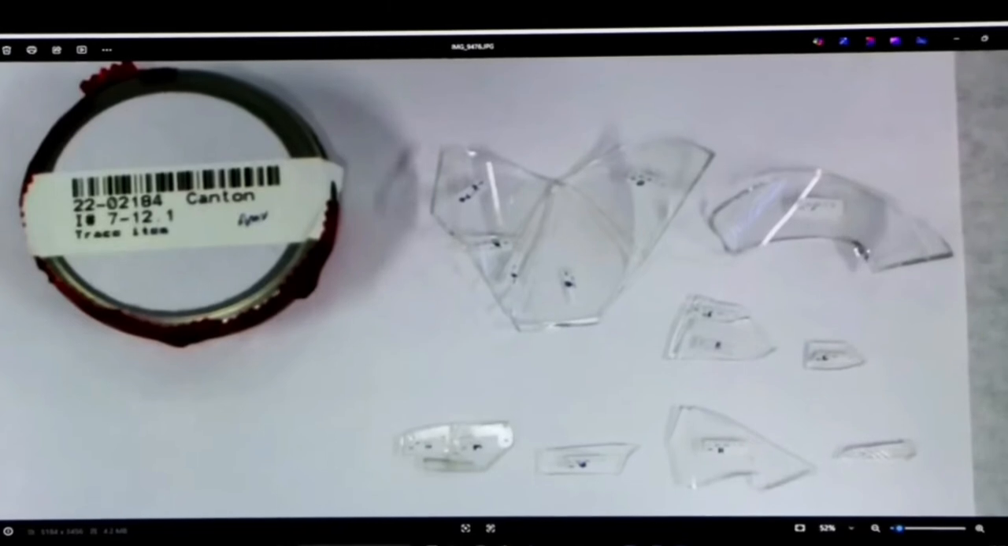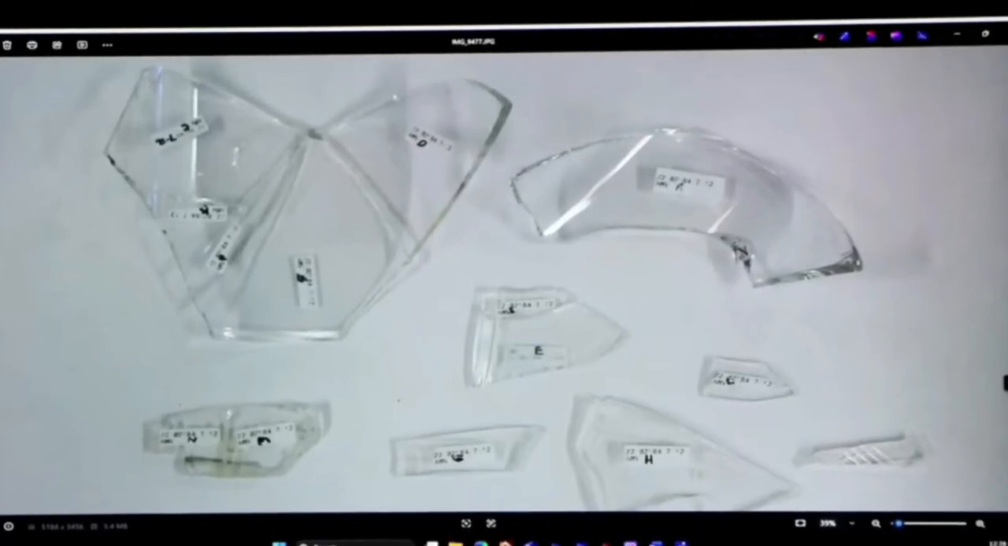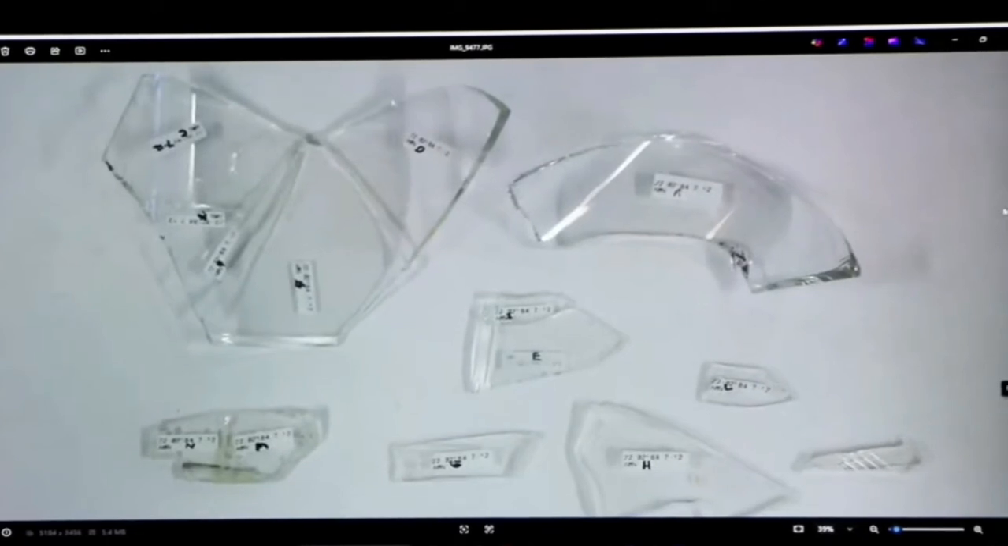And Ms. Gilman, if I could have 9477. If you could enlarge that just a bit. And again, Ms. Hanley, what are we looking at in this photograph? Those are the same pieces of glass as in the previous photo, just a little bit more up close of the clear glass that was recovered and is item 7-12.